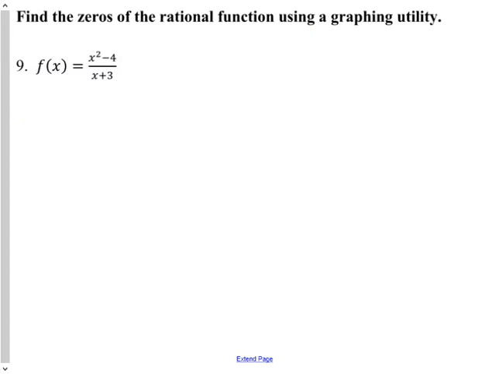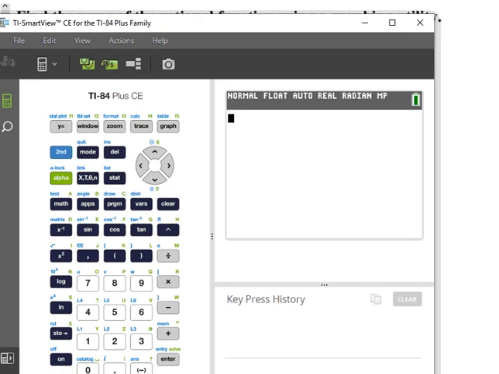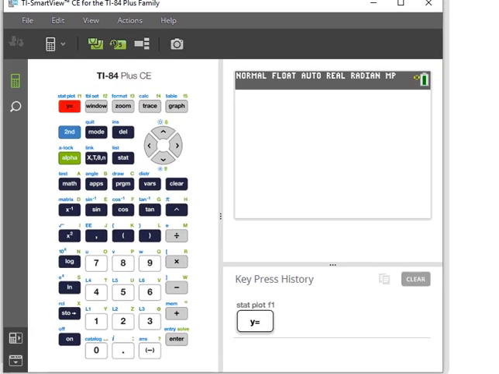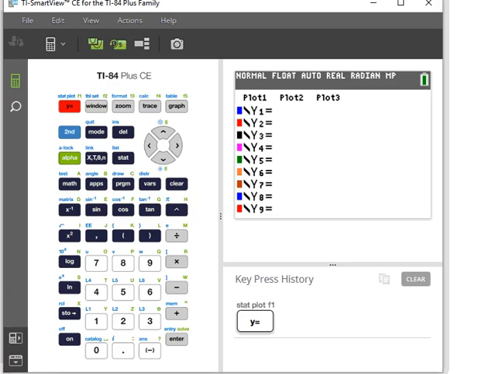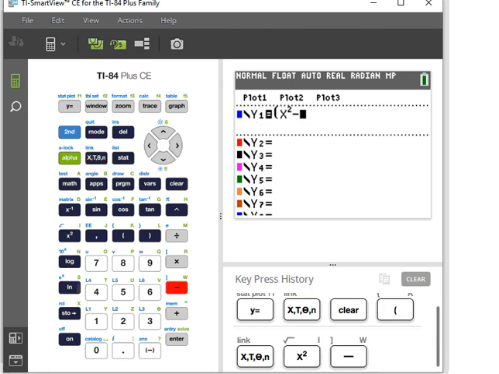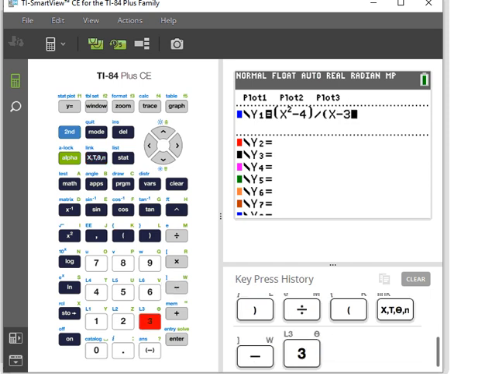Find the zeros of the rational function using a graphing utility. Okay. Now this is just to show you where the zeros are coming from. So I'm going to graph this x squared minus 4 over x minus 3 on the TI here. Note, it is a numerator, so I'm putting parentheses: (x squared minus 4) over (x minus 3). If you forgot the parentheses, I guarantee the graph will look a bit different.